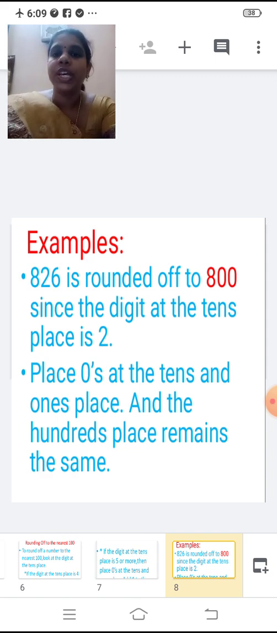Let me repeat. We have to see the digit at the tens place. Yes. So we are having 2 in the tens place, right? So it is less than 4. If it is 4 or less than 4, what do we have to do? Place zeros at the tens and the ones place, and the hundreds place remains as it is. So in the hundreds place we have 8. It will not change. So 800. 826 is rounded off to 800.